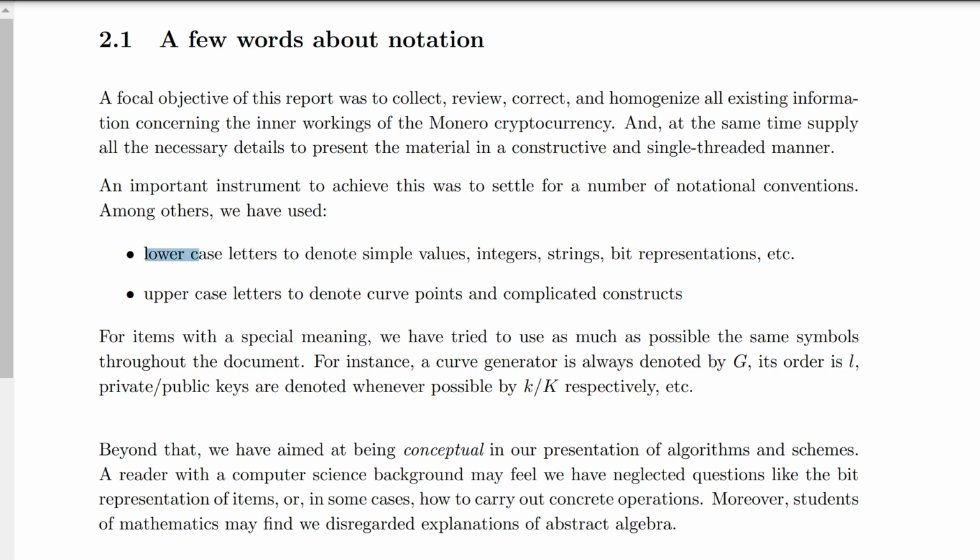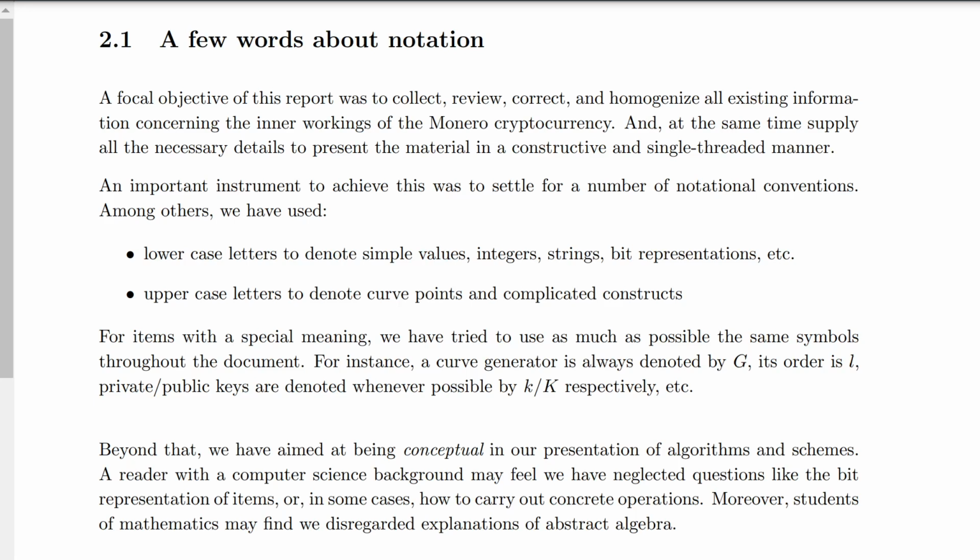Just cutting to the quick: lowercase letters are used to denote simple values, integers, strings, etc. And uppercase letters are used to denote more complicated ideas. Specifically, curve points are going to be the really common thing that you see here. In an easy example, the generator point that we use is going to be denoted by an uppercase G. The order is going to be represented by a lowercase l, because that l is just a simple, straight-up value.